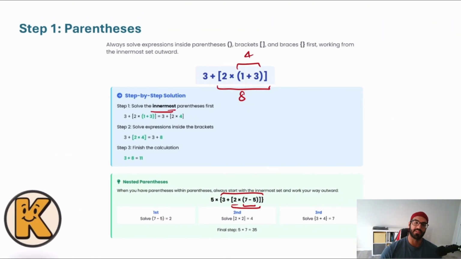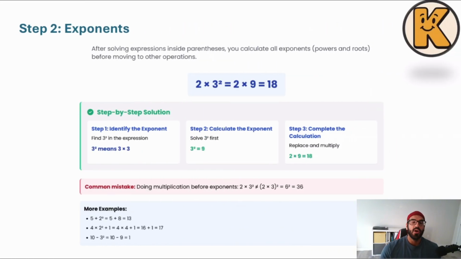So that was about parentheses, and let's move to the next one: exponents. It means that after parentheses, if you see exponents, it doesn't matter if you have multiplication, division, addition, or subtraction on the other side. First of all, you have to do the exponents.